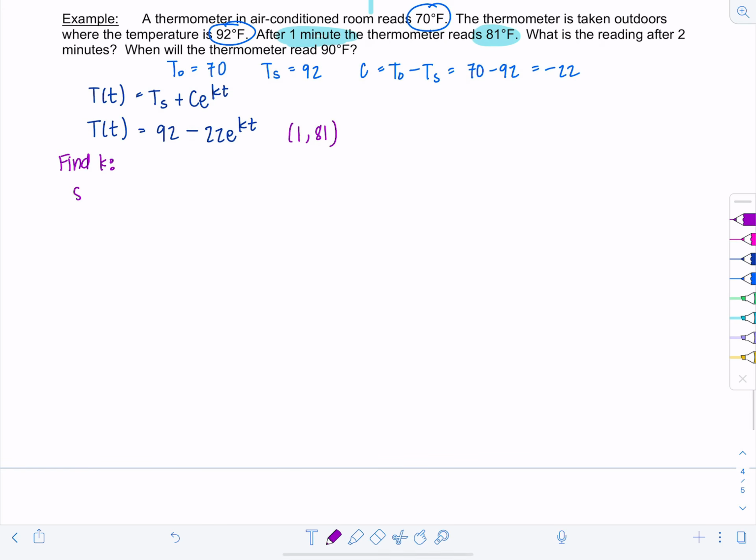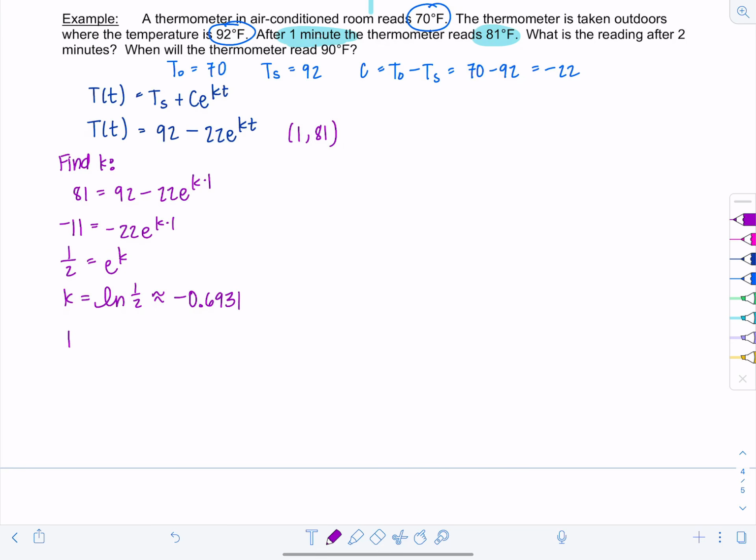So we've got 81 equals 92 minus 22e to the kt. So negative 11 equals negative 22e to the kt. I just subtracted 92. Now I'll divide by negative 22. So that's just going to give me 1/2 on the left-hand side. Oh, and I need to plug in 1 for t. Just having so much fun, I forgot to. Times 1. What a nice number to plug in. They really like us. So 1/2 equals e to the k. So k equals ln of 1/2, which is about negative 0.6931.